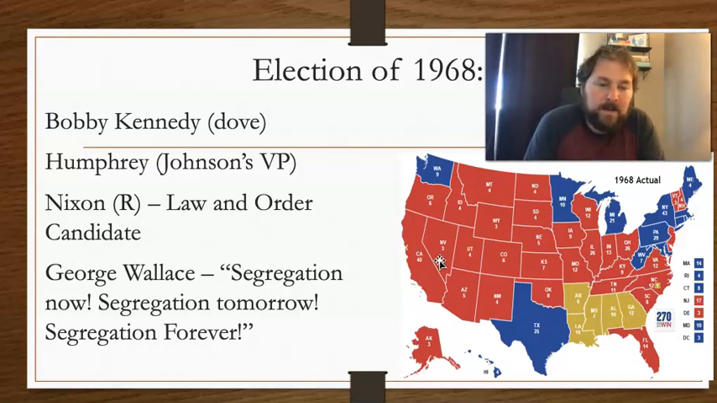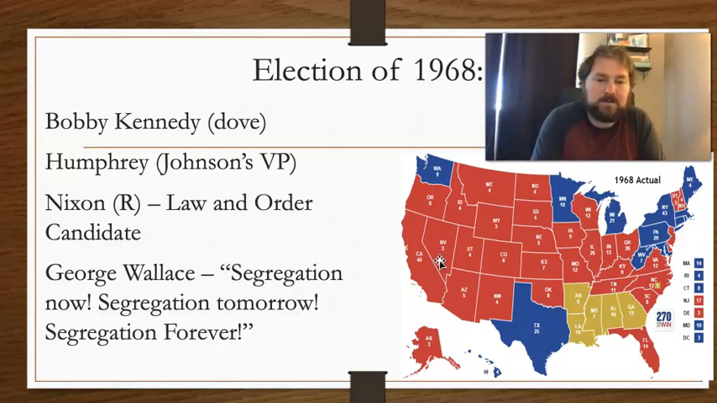Kennedy's assassinated. Kennedy apparently is assassinated by a guy who is an Arab Muslim because Kennedy seemed supportive of Israel, and gets assassinated, which makes things crazy. Another guy that was running that eventually becomes the Democratic nominee is Humphrey. He was Johnson's vice president. Not a very strong candidate, and what you have in the South is another candidate rising up, George Wallace.